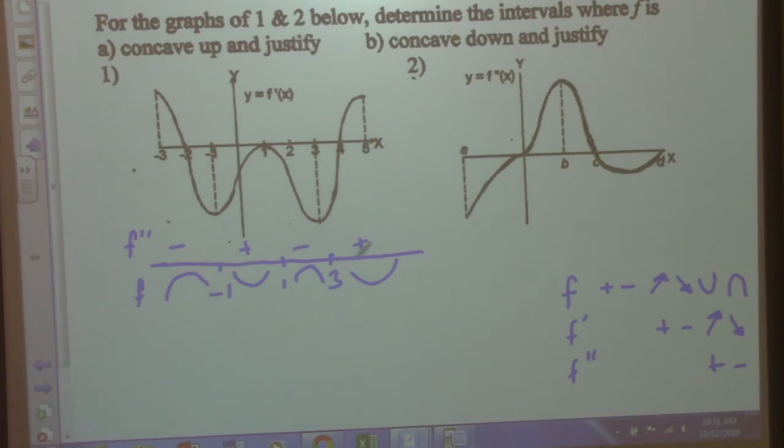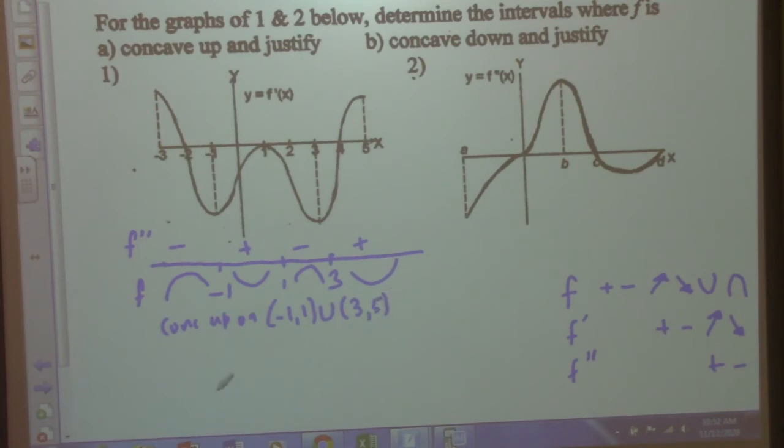Where do we see this thing concave up? Between negative 1 and 1. Yeah, so concave up on negative 1 to 1, and also 3 to 5. We'll say 5 is the limit here, right?